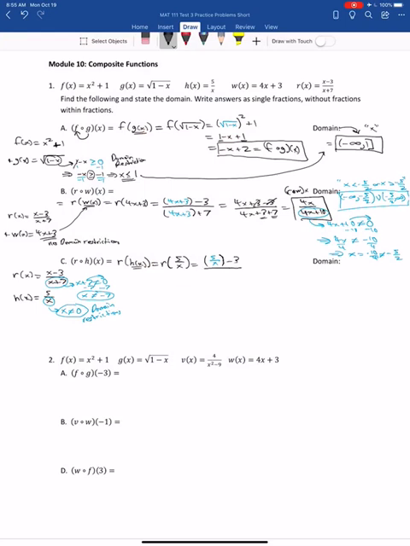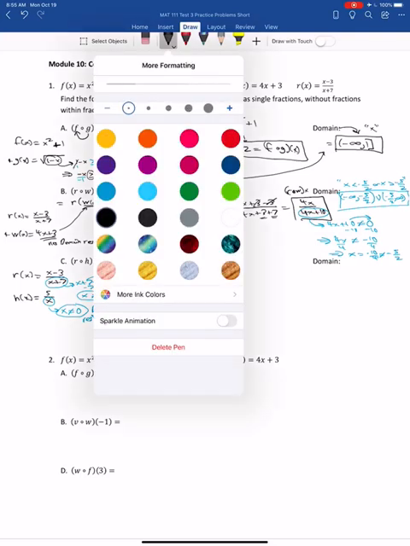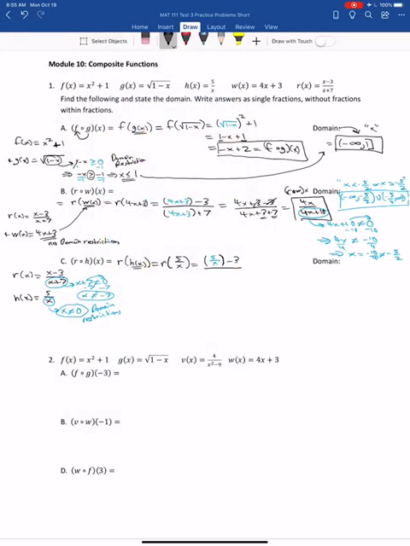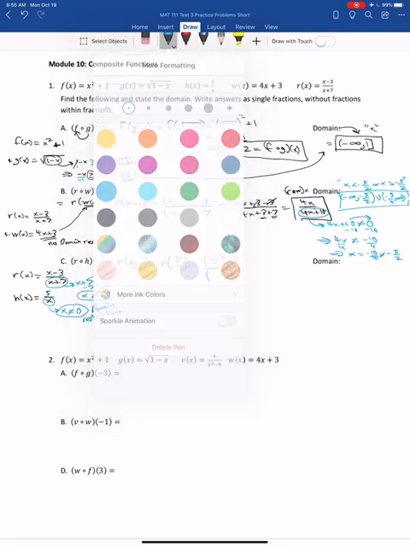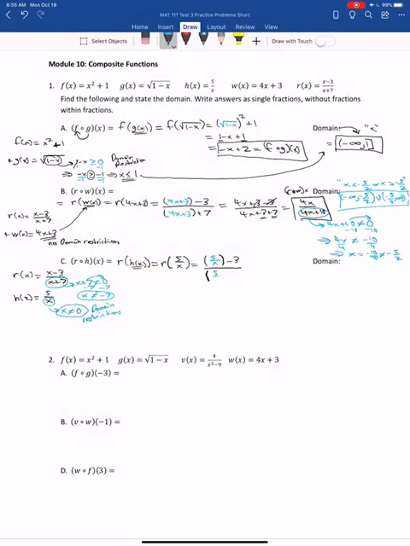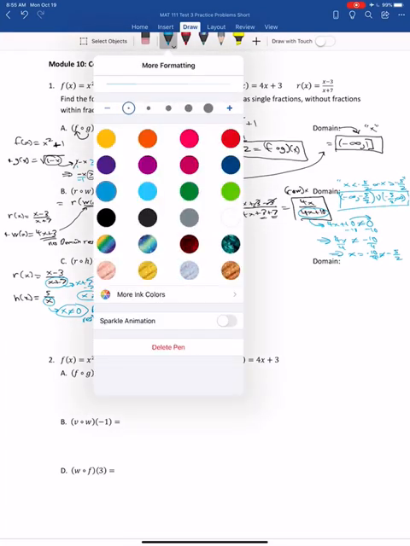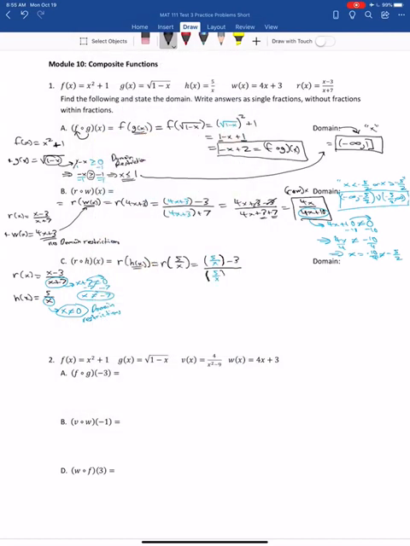All divided by, and the denominator reads x plus 7 in the r of x function. Well, again, we're going to take out x, and we're going to plug in that input function of 5 over x. All right, so let's go ahead and plug that in. And then we're adding 7 to that. And now we've got to simplify.